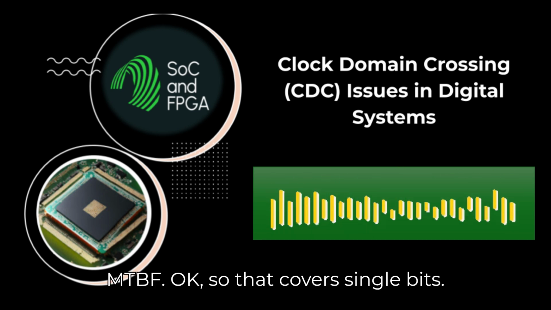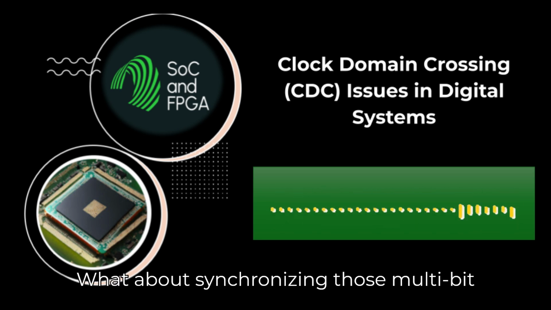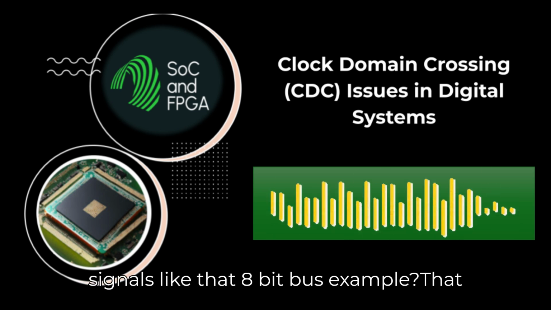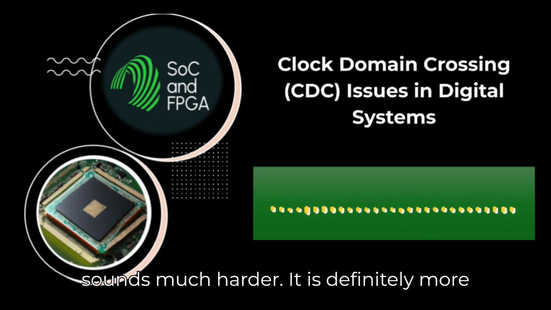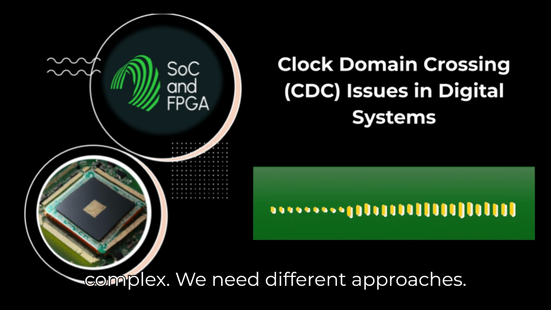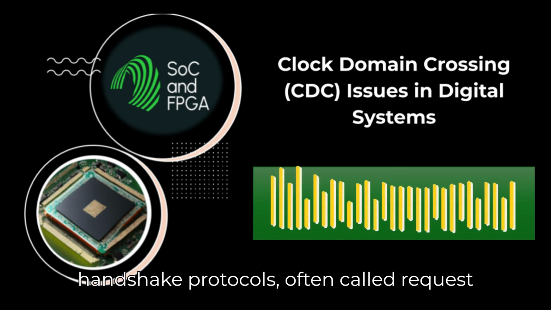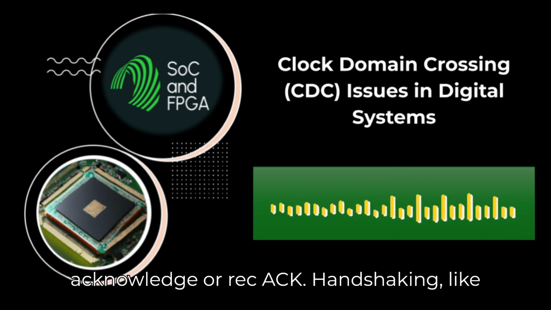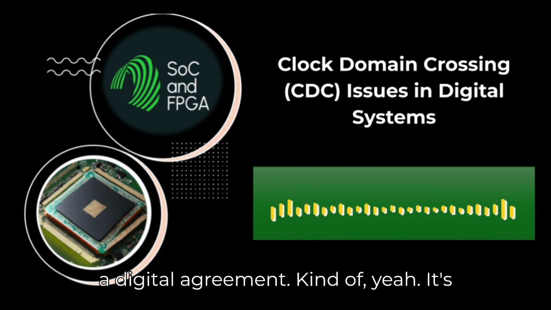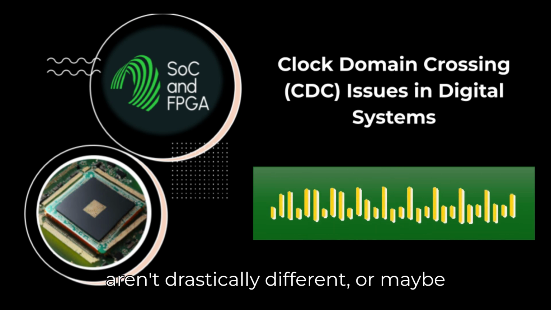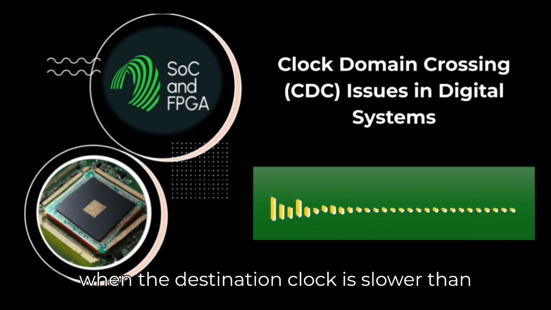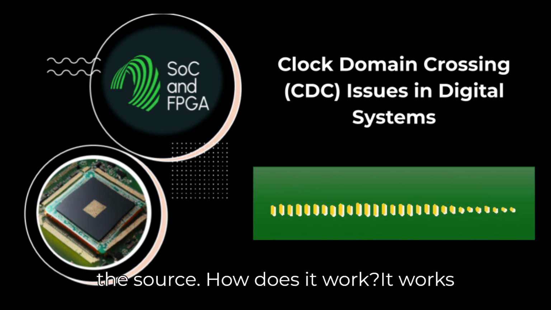Okay, so that covers single bits. What about synchronizing those multi-bit signals, like that 8-bit bus example? That sounds much harder. It is definitely more complex. We need different approaches. One common method is using handshake protocols, often called request-acknowledge, or REQ/ACK. Handshaking, like a digital agreement. Kind of, yeah. It's typically used when the clock frequencies aren't drastically different, or maybe when the destination clock is slower than the source. How does it work?